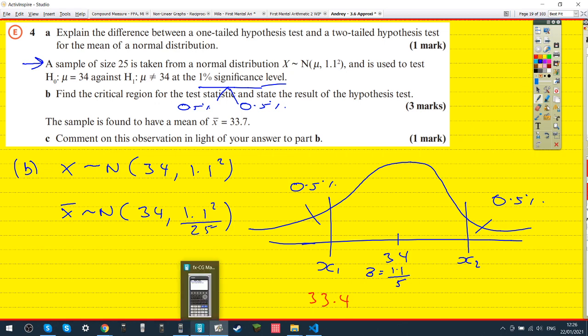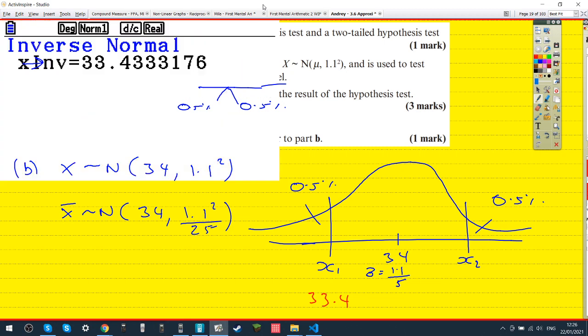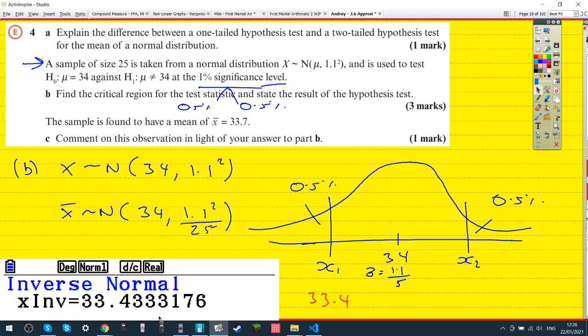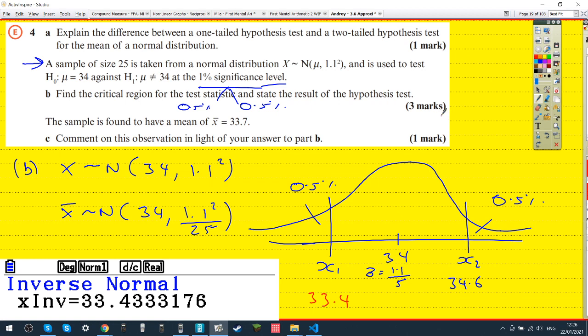And what about the other one? And so now it's right, and it'll be 34.6. 34.6, that looks good. 34.6, let's take a look. Yeah, so sample X is less than 33.4 or sample X is greater than 34.6.